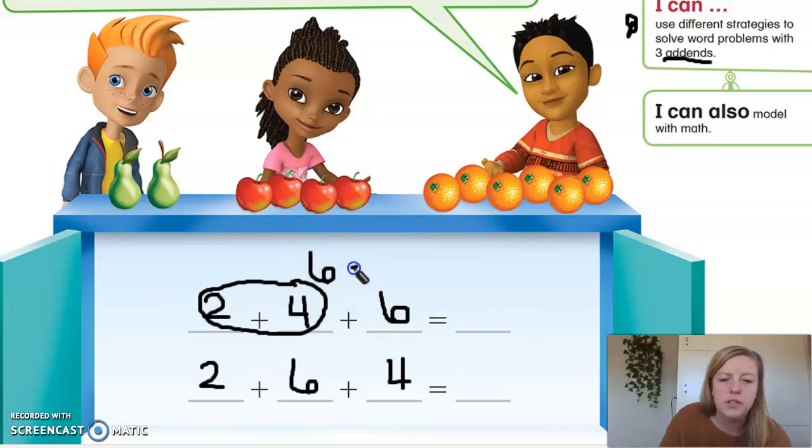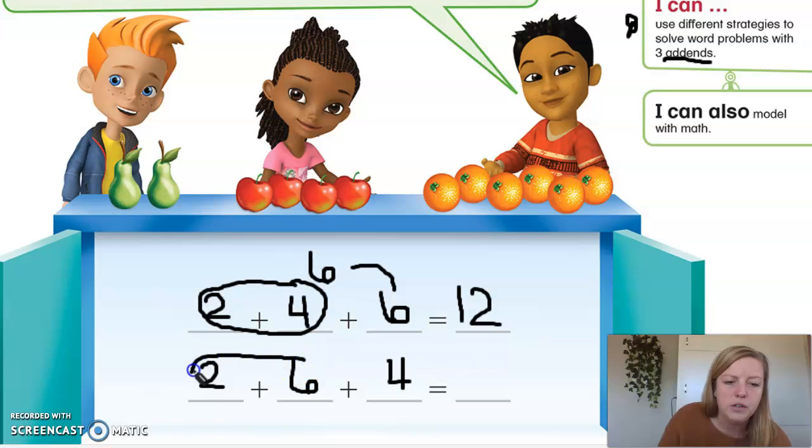Now I'm going to do 6 plus 6. So 6 plus 6 is 12 or a dozen. That's a doubles fact. So 6 plus 6 is 12. So 2 plus 4 plus 6 equals 12. Okay, down here, this time I'm going to do my 2 plus 6. So 2 plus 6, I'm going to start at the bigger number, start at 6 and count on 2 more. So 6, 7, 8. So 2 plus 6 equals 8.